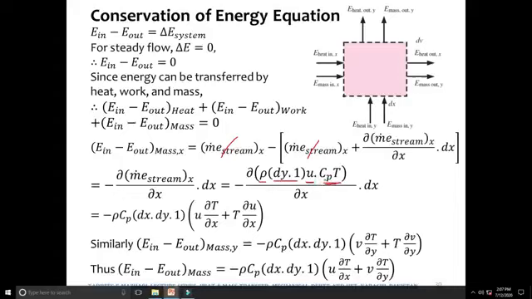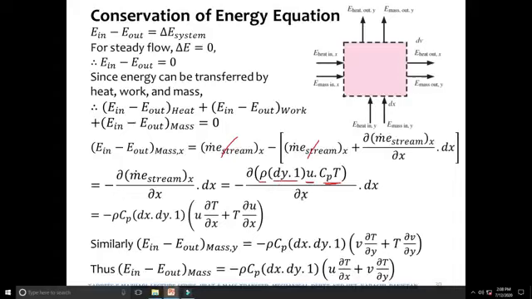So over here, the things which are constant, such as density, such as the volume, meaning dy into 1 times dx would become the volume, and then cp will also be taken out of the differential sign.